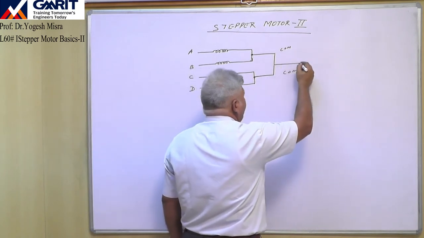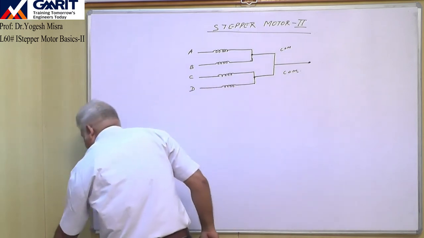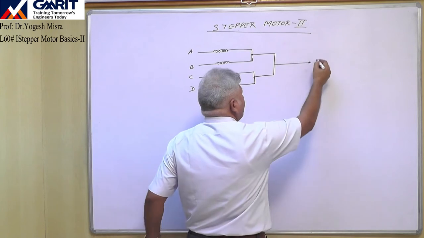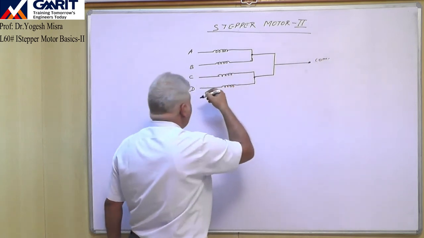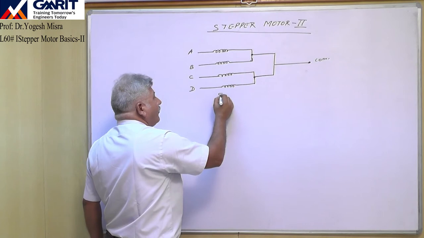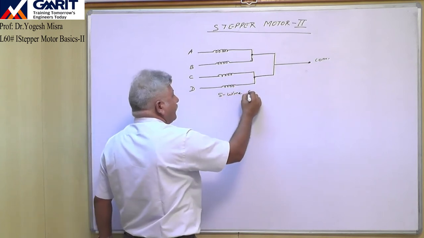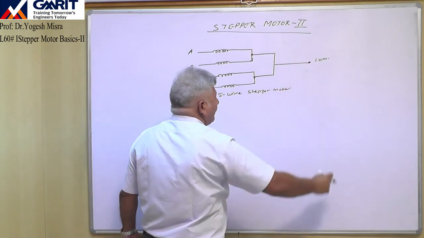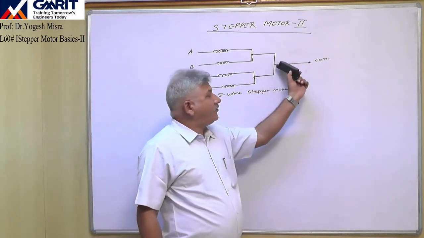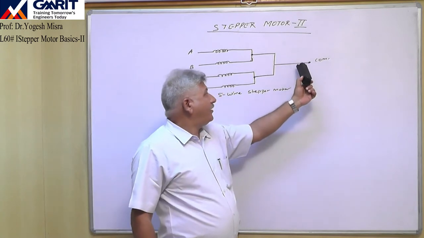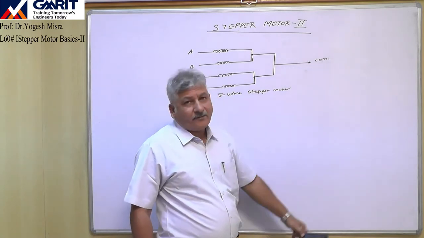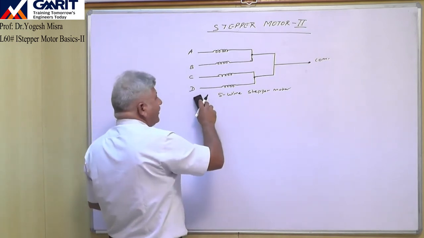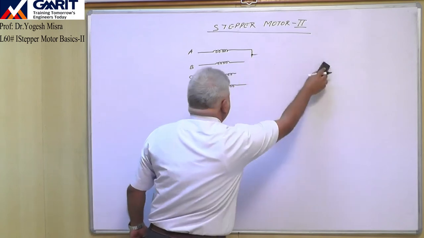And sometimes some manufacturers join together these two common terminals, and from here they extend one common line. So this is common now. In this case, it is a 5-wire stepper motor. Both the common terminals are joined together, and one common terminal has been taken out. So in this way, this type of internal winding arrangement is there.